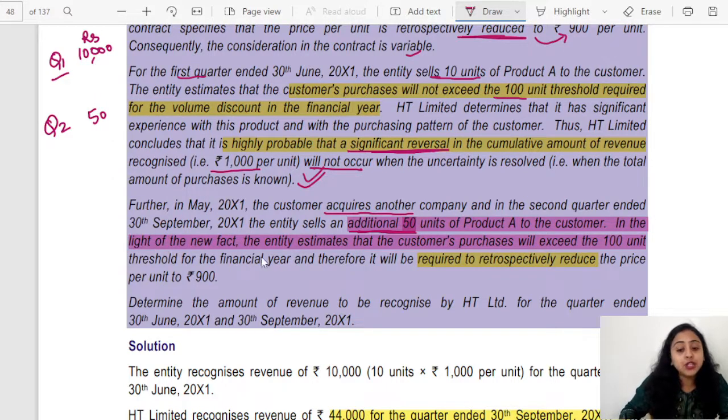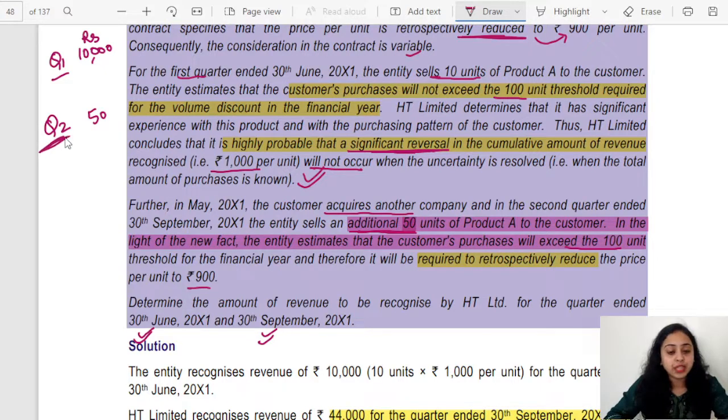In the light of the new fact, the entity estimates that the customer purchases will exceed the 100 units threshold for the financial year, and therefore it will be required to retrospectively reduce the price per unit to rupees 900. Determine the amount of revenue to be recognized by HT Limited for the quarter ended 30th June and for 30th September. If we talk about quarter number 2, now you have sold 50 units at the rate of rupees 900. This means 45,000.